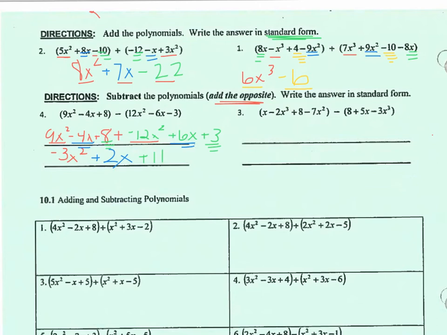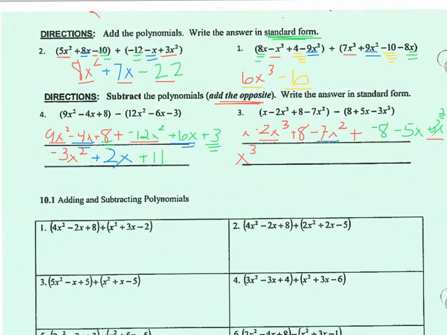And so for the next one, I'm just going to add the opposite. So the first polynomial is unaffected. That stays exactly the same. But then I change it to addition and make every single thing opposite. So negative 8, negative 5x, positive 3x cubed. And then I'm going to combine my like terms. So I have negative 2x cubed and positive 3x cubed. That combines to give me 1x cubed.